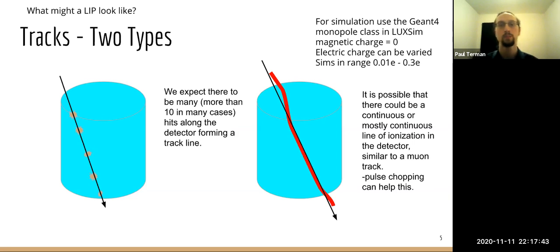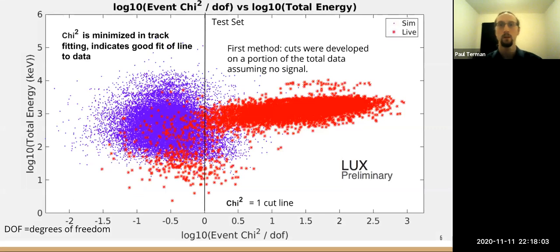We simulated LIPs using the Geant4 monopole class, where we've turned off the magnetic charge, and then we're able to play with that electric charge. It's actually an extension to Geant4, but it's able to be incorporated into our simulation package. We've simulated things in the range 0.01 to 0.3 charge. We've analyzed the data in two methods, both using a test set of data of 14 days out of our 86 live days, where we assume that there is zero signal.